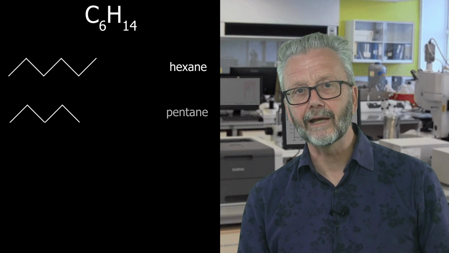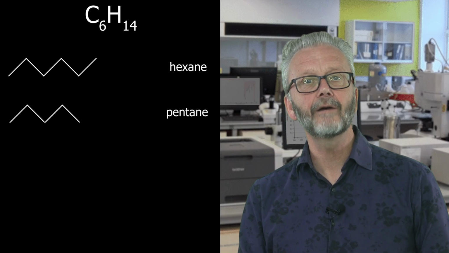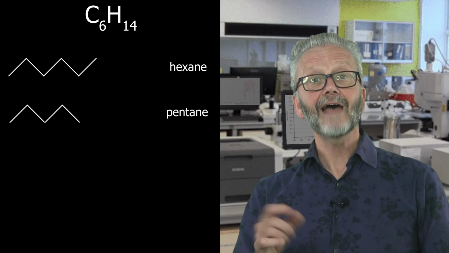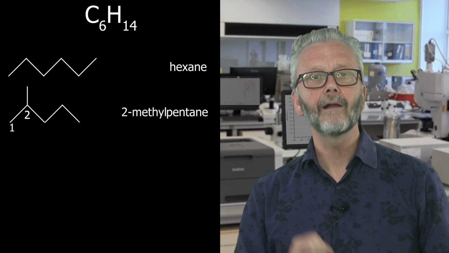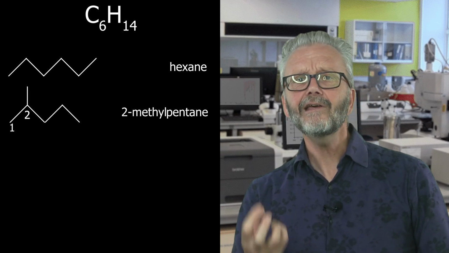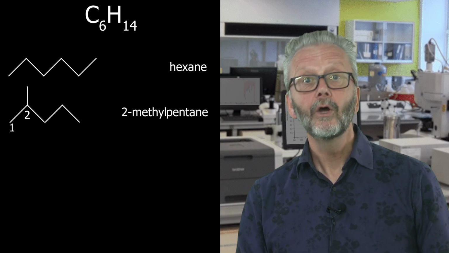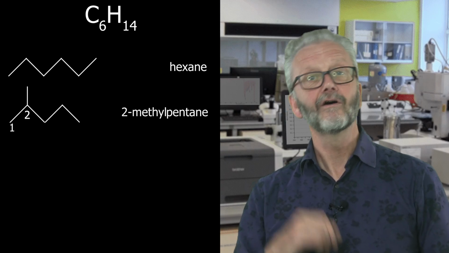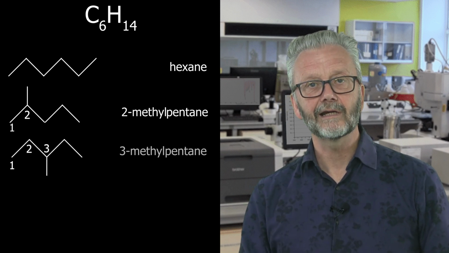be based on pentane. We can't add the methyl group to the end of the 5 carbon chain because that just reforms hexane. So let's add it to the second carbon. This forms 2-methyl pentane, our first structural isomer. Now, if adding the methyl group to the second carbon yields a structural isomer, we can do the same by adding the methyl group to the third rather than the second, to form 3-methyl pentane.